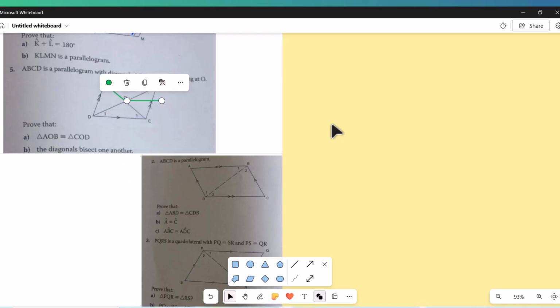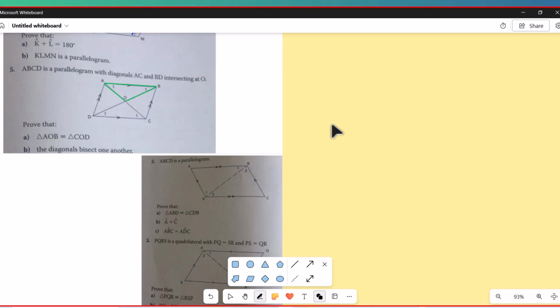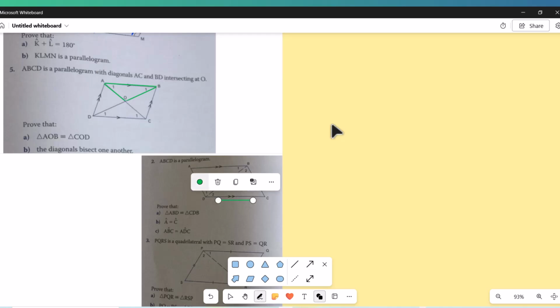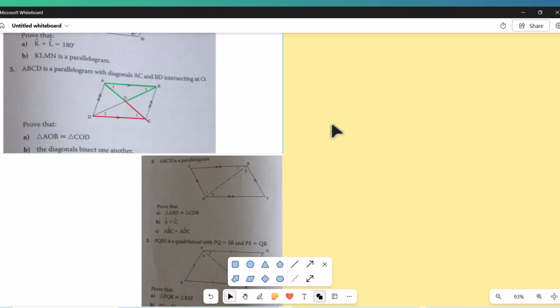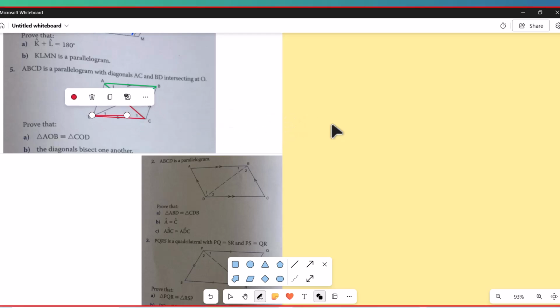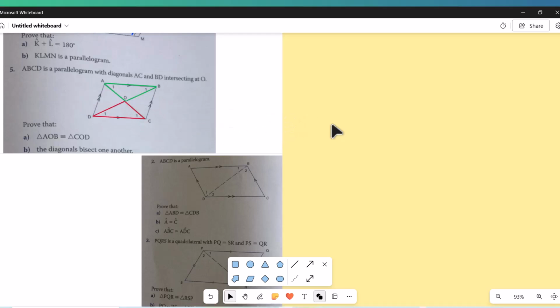Now this triangle AOD, as you can see, is opposite to triangle COD. I'm using a red color for COD, guys. This is COD. Okay. Now, what are the conditions for congruency? Anybody who remembers? What did we talk about last time? Do you remember any of the conditions for congruency?